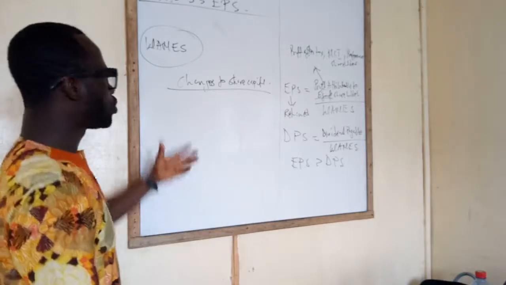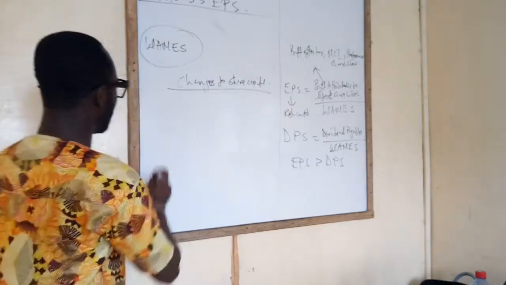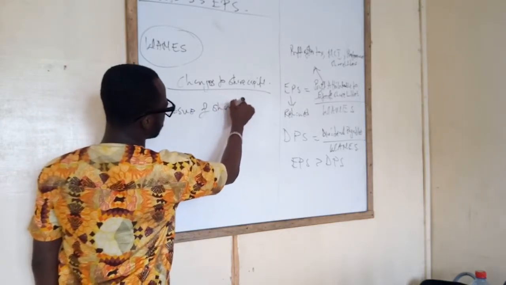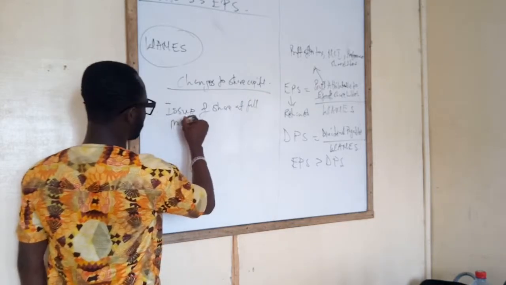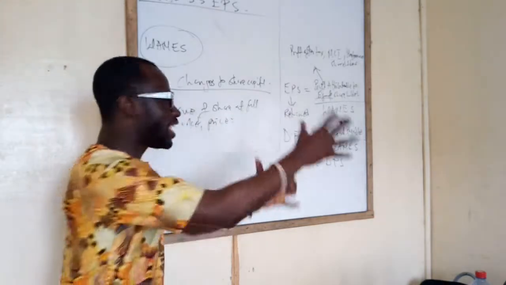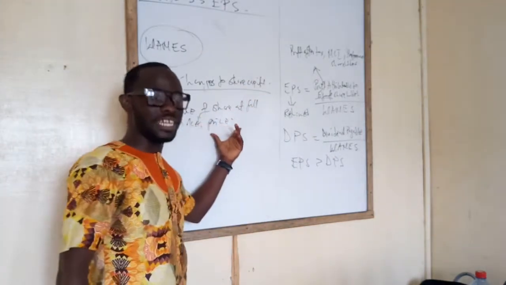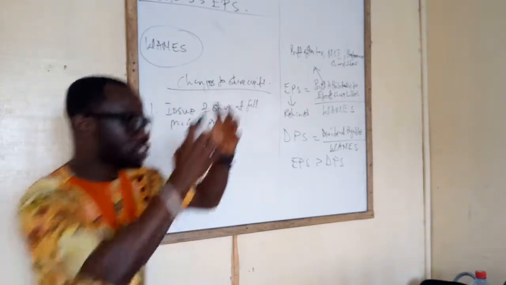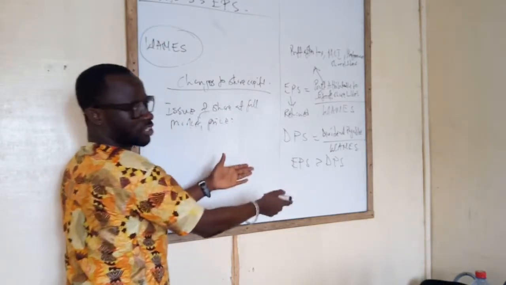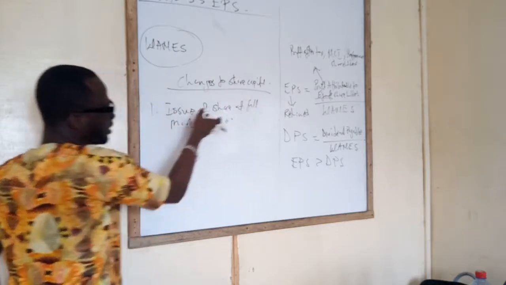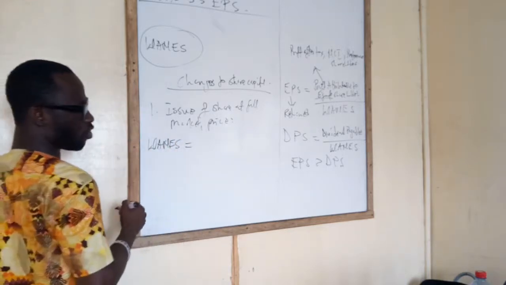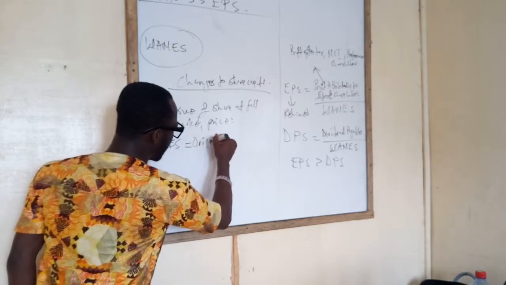What are some of the ways through which these changes can occur? One, the changes can occur when there is an issue of shares at full market price. What does that mean? It means during the year, the company issues some additional shares. But if the company issues additional shares, as at the end of the year, what will be the weighted average number of shares? If we issue shares at a full market price, then the weighted average number of equity shares is going to be equal to the original shares that were there before the issues.